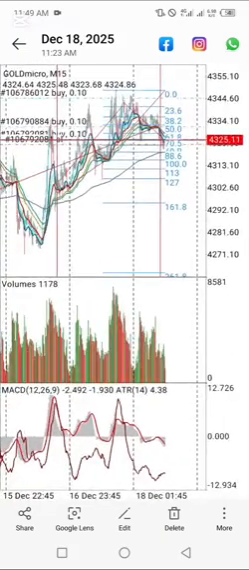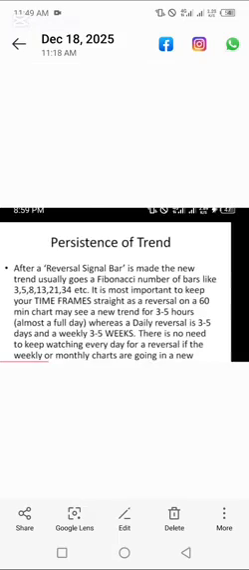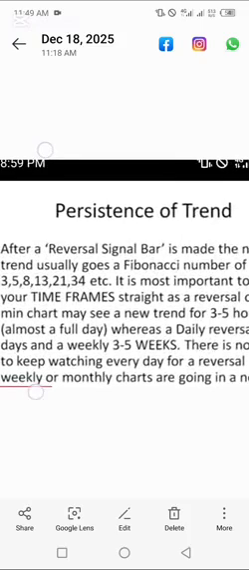And as you can see, this is what I'm trying to show you using this particular screenshot. Persistence of trend means I want to draw your attention to a few things that you need to understand about price. Whenever price reverses, that signal bar makes the new trend usually go on up to a Fibonacci number of bars. It could be 3, 5, 8, 13, as you can see on the screen right now.